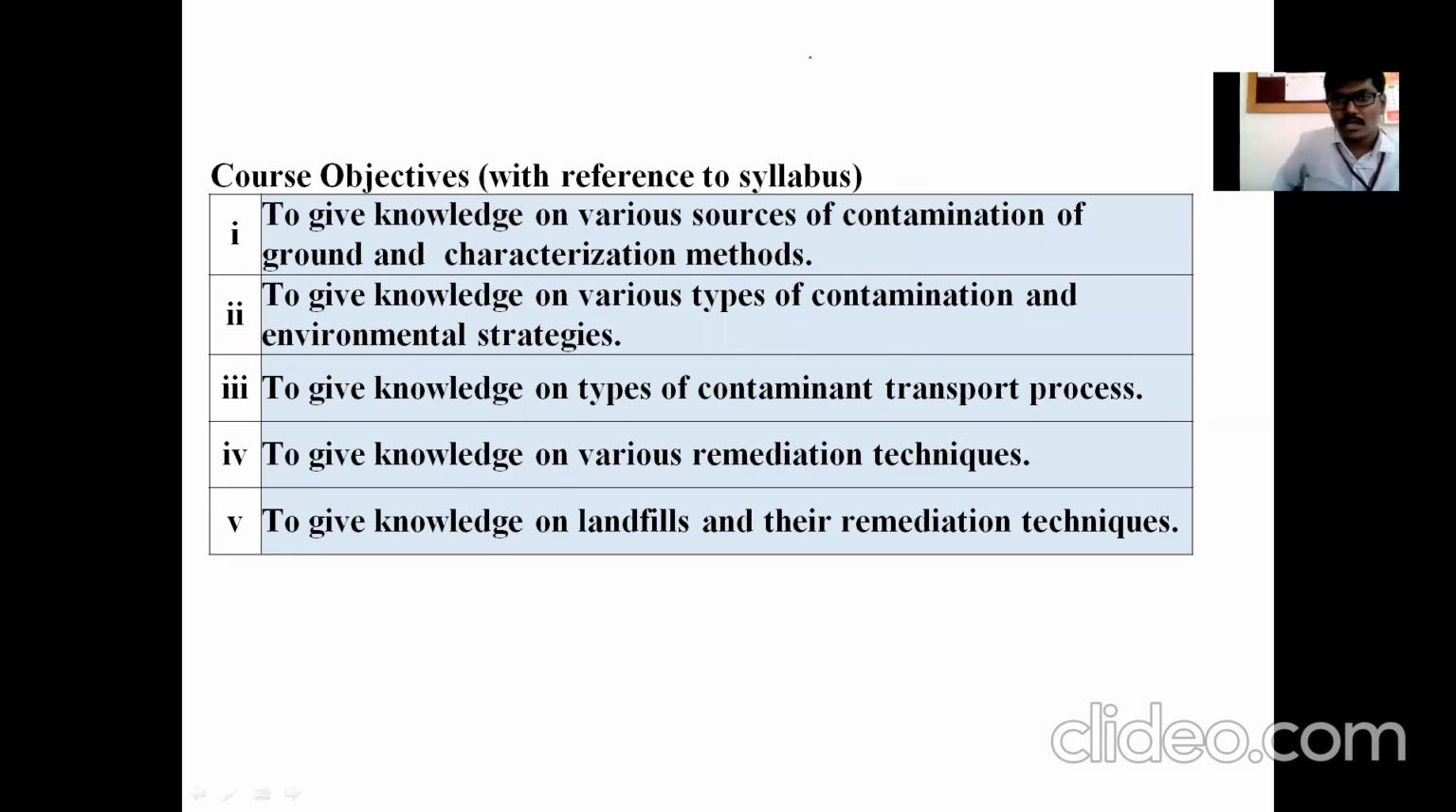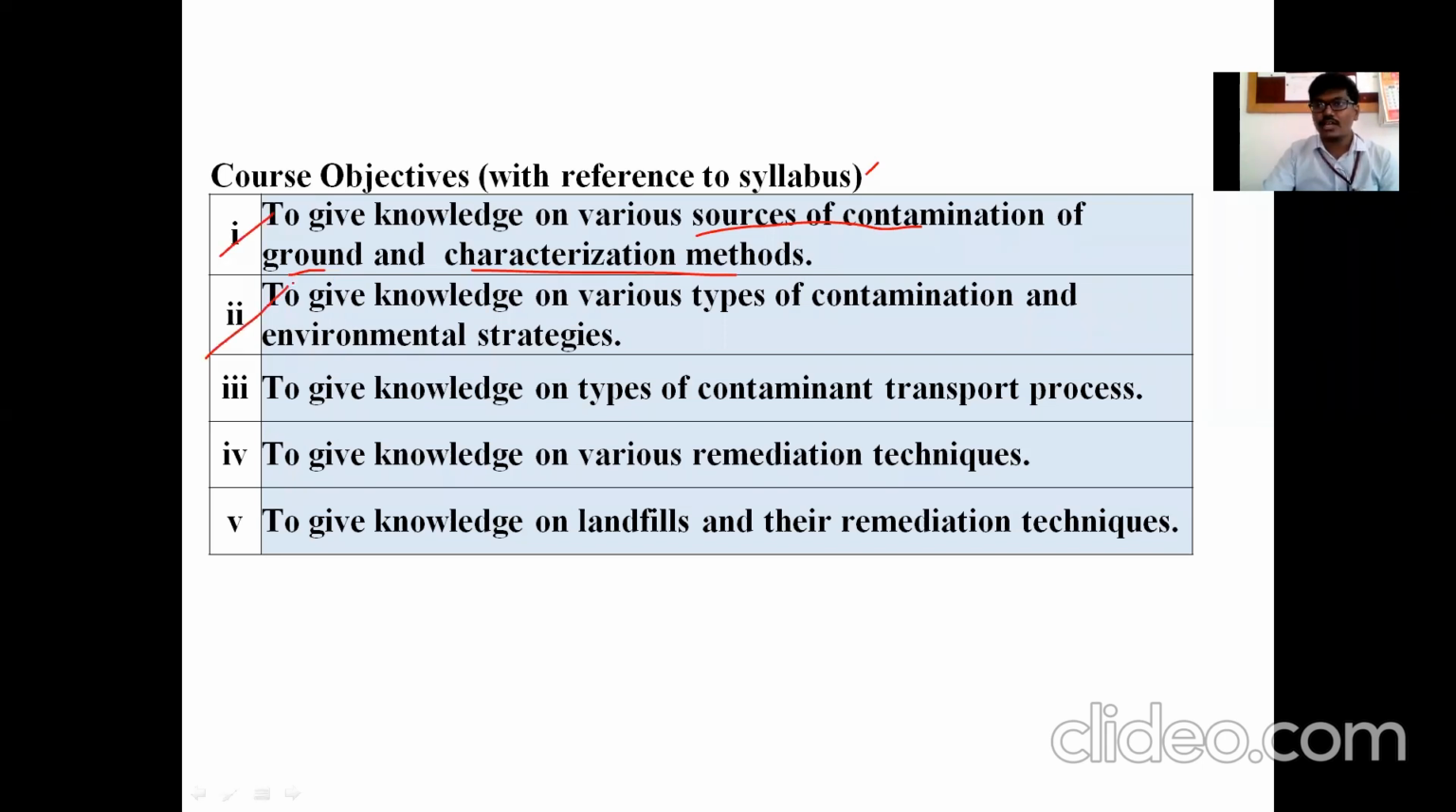Since it is an introduction class and a syllabus class, I want to go through all the things related to the course. Moving to the course objectives, with reference to the syllabus I pointed out in the previous slides, in the first unit you will gain knowledge on various sources of contamination of the ground, and also on site characterization and the different methods of site characterization.